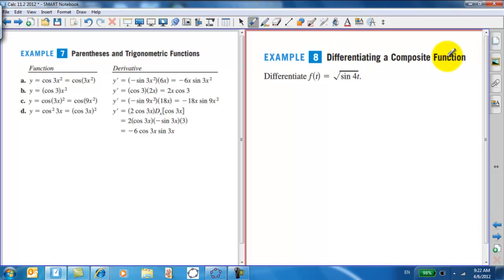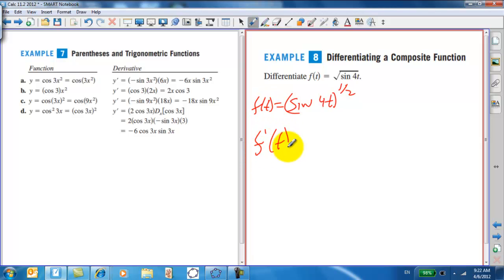Let's try this with another composite function here. Differentiate f of t equals the square root of the sine of 4t. So we can think of this as sine of 4t all raised to the 1/2 power. So here's another example where you have 3 different levels of composition. So let's start with the first level. That is just dealing with the derivative of the outermost function. That's the 1/2 power. So that's 1/2 yada yada to the negative 1/2. I said yada yada because the intention is to leave this inner function alone now.